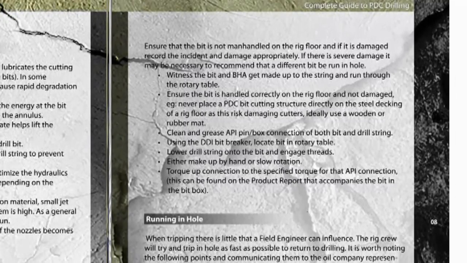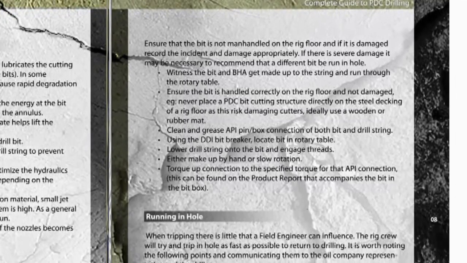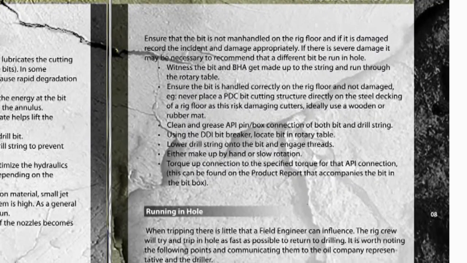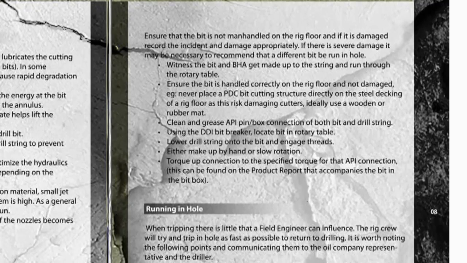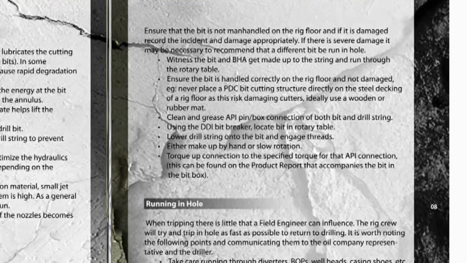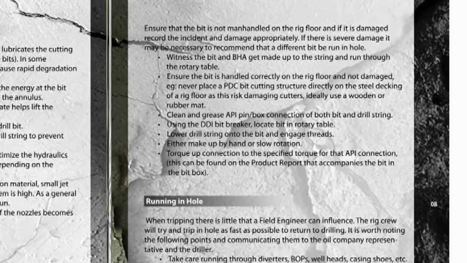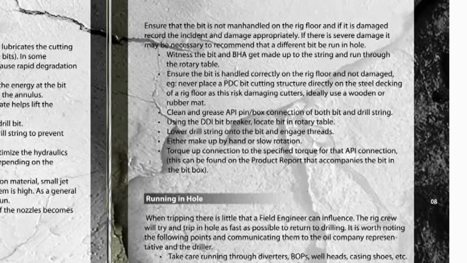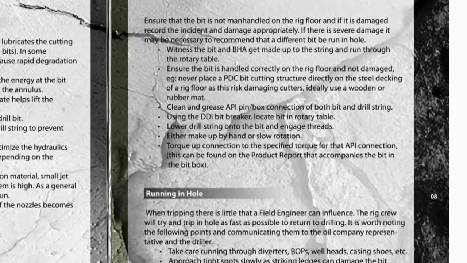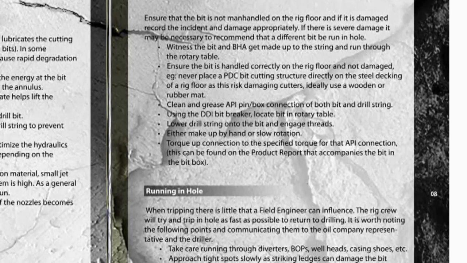Ensure that the bit is not manhandled on the rig floor, and if it is damaged, record the incident and damage appropriately. If there is severe damage, it may be necessary to recommend that a different bit be run in whole. Witness the bit and BHA get made up to the string and run through the rotary table. Ensure the bit is handled correctly on the rig floor and not damaged.